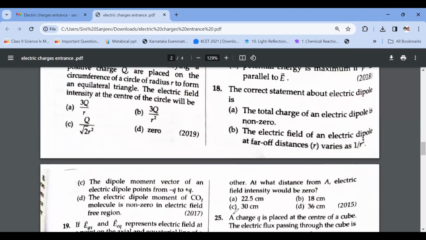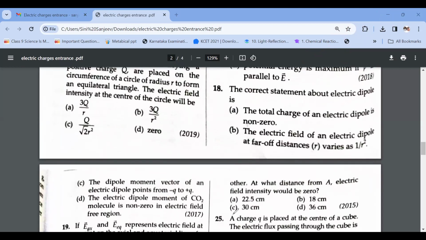Question number 18. The correct statement about electric dipole is: the total charge of electric dipole is non-zero; the electric field of an electric dipole varies as 1 by r square; the dipole moment vector of an electric dipole points from minus q to plus q; electric dipole moment of carbon dioxide molecule is non-zero in electric field free region. The correct statement.